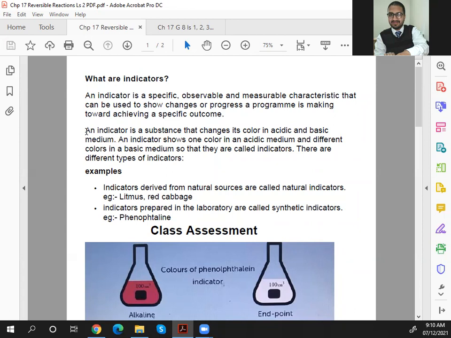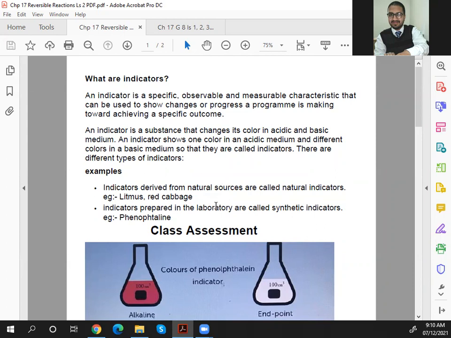Next, please, Hussein, can you read from here? An indicator is a substance that changes color in acidic and basic medium. An indicator shows one color in an acidic medium and a different color in a basic medium. There are different styles of indicators. So what it tells us, actually, is that we basically use indicators here in chemistry especially to find out acid and base.